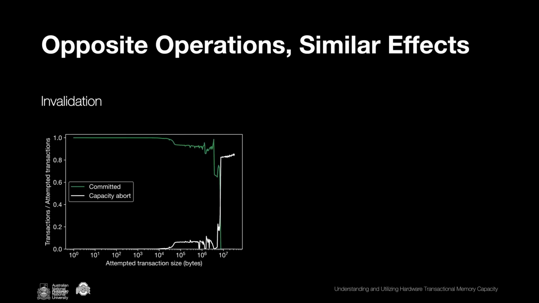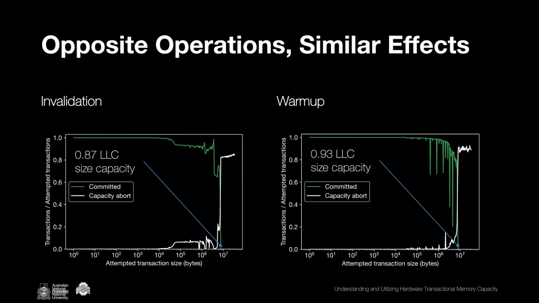With invalidation, it achieves 0.87 L1 size capacity, while warm-up achieves a slightly larger 0.93 L1 size capacity. The results are very surprising. However, if you think about the cause of L1 size capacity, that is MRU, you will see why this is expected. Because invalidation corresponds to the scenario of starting with an empty cache, while warm-up corresponds to the scenario with a pre-populated cache.